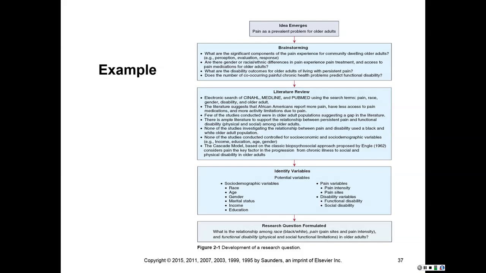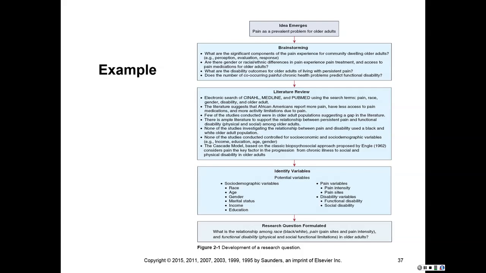Okay? And that directed their literature review. And they went to do an electronic search of the databases CINAHL, Medline, and PubMed, using the terms pain, race, gender, disability, and older adult. The literature, which they reviewed, suggests that African Americans report more pain, have less access to pain medications, and more activity limitations. Few studies were in the older adult population, suggesting a gap in the literature. That's always important. Can you find a gap in the literature? Because that points to an area for future study.